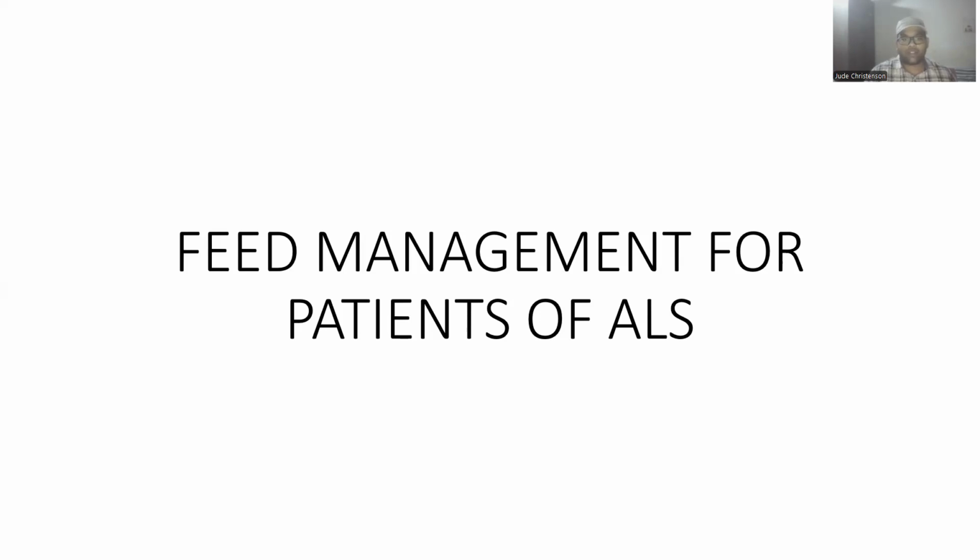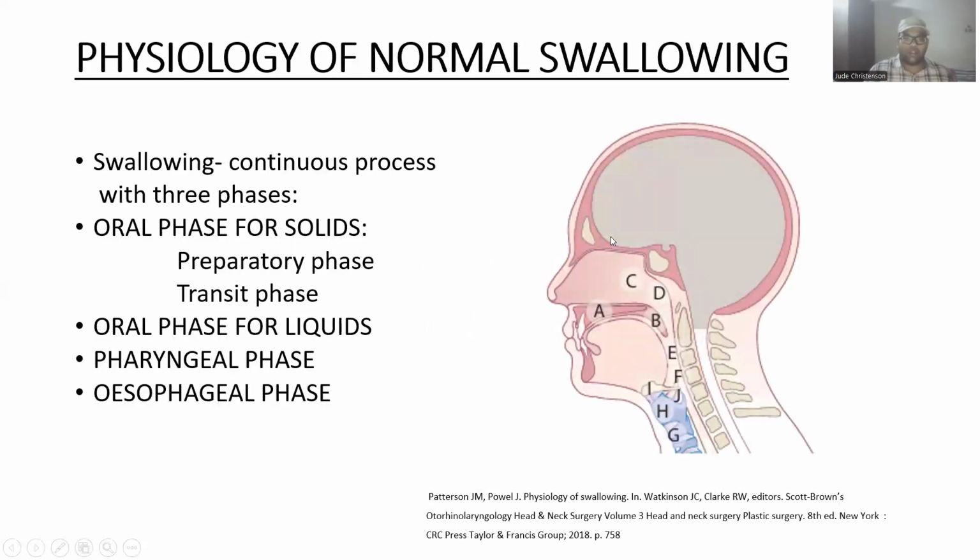I am here today to discuss feed management for patients suffering from amyotrophic lateral sclerosis. Firstly, we will see how swallowing normally occurs. Swallowing is a continuous process with three phases. The first is the oral phase, then the pharyngeal phase, and next the esophageal phase.